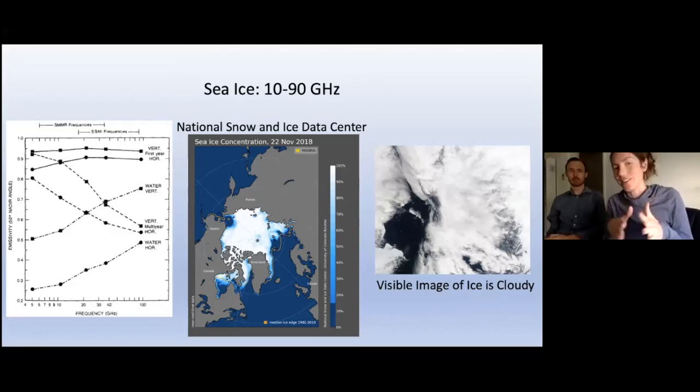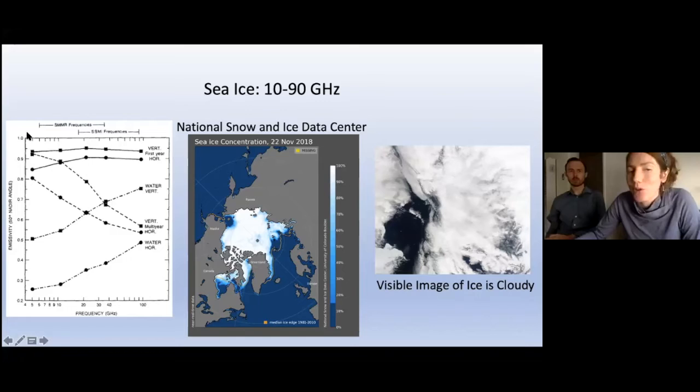I do want to focus on sea ice because this is my favorite part of it all. This is what I work on: an algorithm, a model to convert those microwaves to a measurement of sea ice. And how do we convert microwaves to sea ice? Well, let's focus on this left-hand panel for one moment.